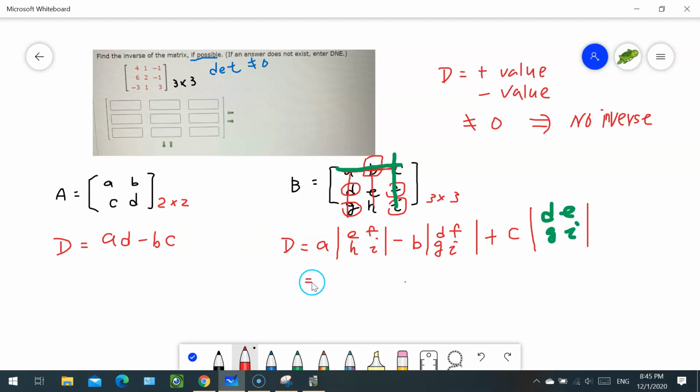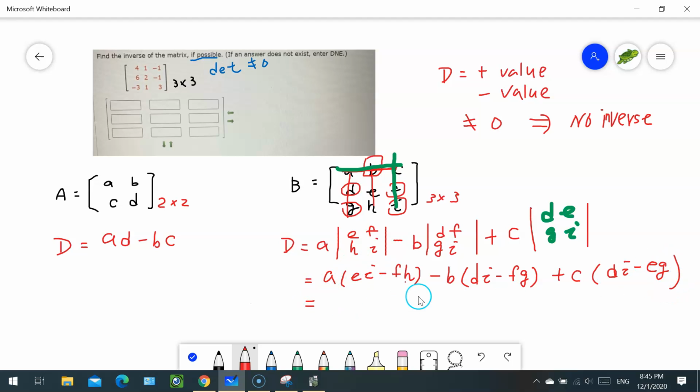Okay, now the next step, you just process the same way as when you have a 2 by 2 matrix and find the determinant. So this one, you have A times EI minus FH, minus B times DI minus FG, plus C times DH minus EG. And then the next step, you just process the calculation until you get a single number.